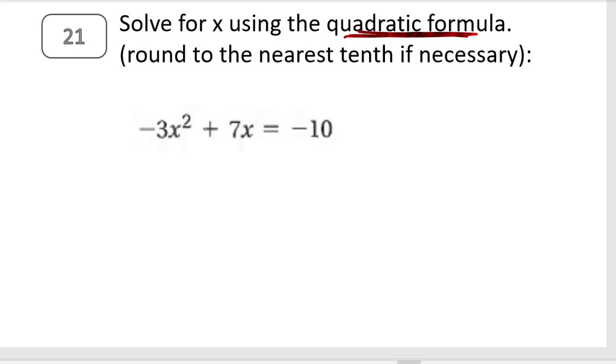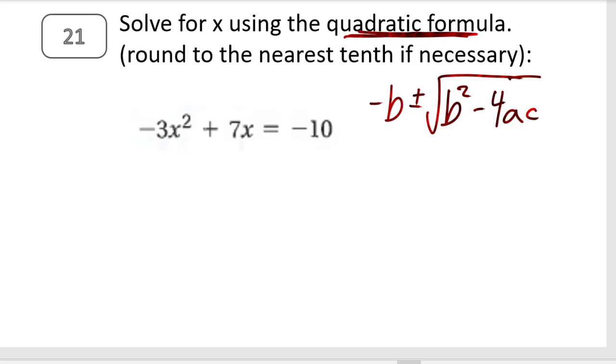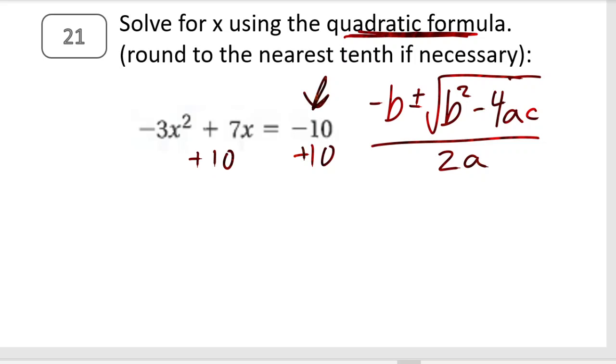So the quadratic formula, if you look it up in the book, is negative b plus or minus the square root of b squared minus 4 times a times c. All of that gets divided by 2 times a. So we've got to figure out our a, b, and c values first. In order for this to work, we have to set it equal to 0. So we need to make this number 0. The opposite of negative 10 is plus 10.